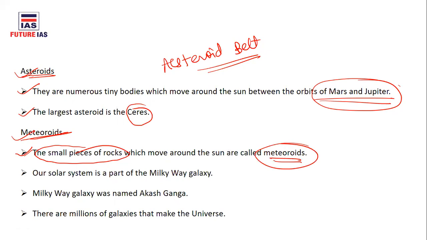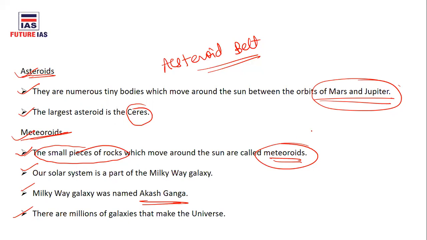Okay, now when you ask how our solar system has evolved, the solar system has evolved because of the galaxy. So our solar system is a part of the Milky Way galaxy. So that means there are many more such systems in the galaxy, isn't it? And the Milky Way galaxy, which also consists of our solar system, is also called Akash Ganga, and there are millions of galaxies which make up the universe.